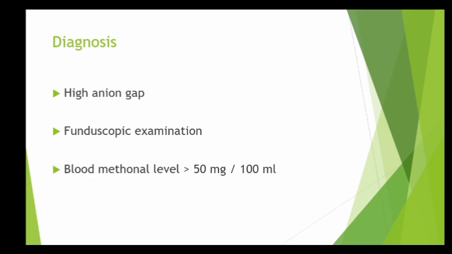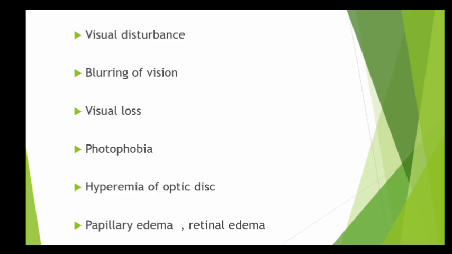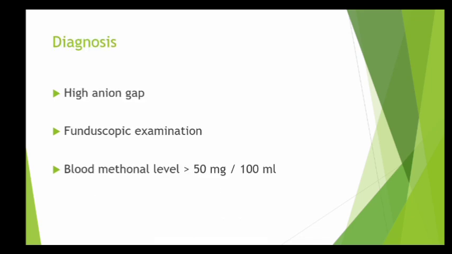How are we going to diagnose it? First, it shows a high anion gap, and we have to examine with fundoscopy. Then only we know whether it affects the eyes or not. As I already told, in the clinical features there may be papilledema, retinal edema, and hyperemia of the optic disc, which we can see through fundoscopic examination. A blood methanol level of more than 50 milligrams per 100 ml is a highly deadly poison. Okay.